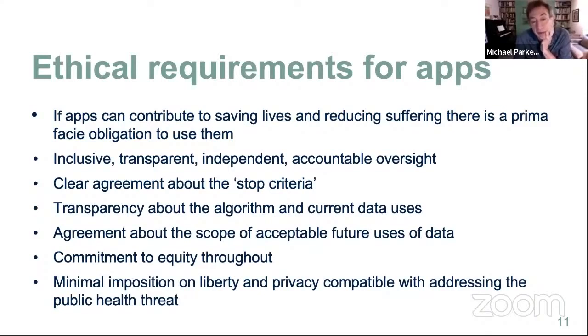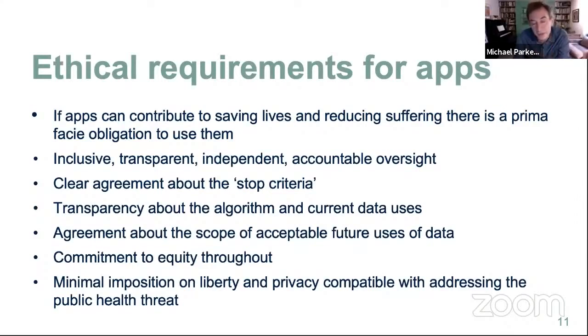There ought to be transparency about the algorithm and the ways in which data are going to be used now, but also agreement about the scope of any acceptable future uses of data. And then there needs to be a commitment to equity throughout, so people should be treated fairly. And coming back to the point I made earlier, it's also important that any imposition on liberty and privacy is minimized and is compatible with addressing the public health threat.